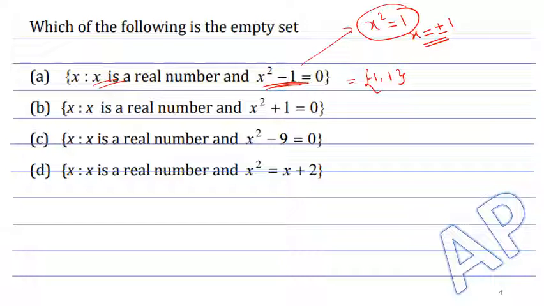Option B: x is a real number and x square plus 1 is equal to 0. x square plus 1 is equal to 0 implies x square is equal to minus 1. That implies x is equal to plus or minus i, that is square root of minus 1, where i is a complex number. So you cannot find a real number which satisfies x square plus 1 is equal to 0.